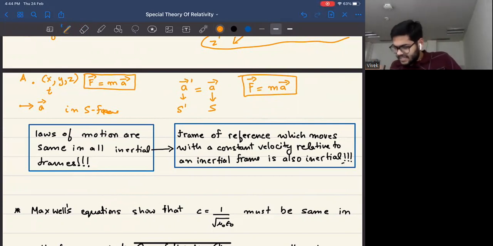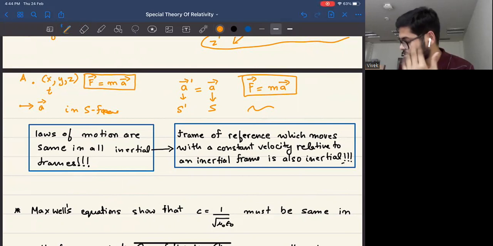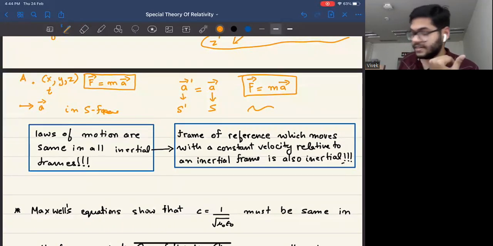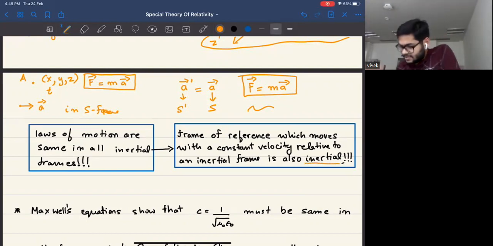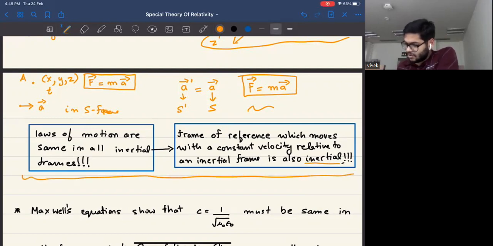So we can say from this calculation that the laws of motion are the same in all inertial frames. Or in other words, if we have a frame of reference which is moving with a constant velocity with respect to an inertial frame, then that frame of reference is also inertial. All right. So this statement is called Galilean relativity.